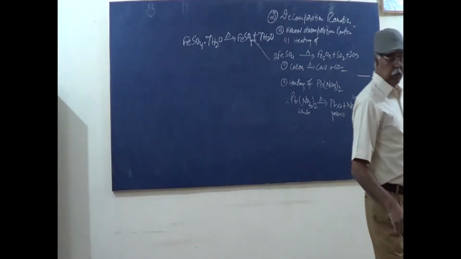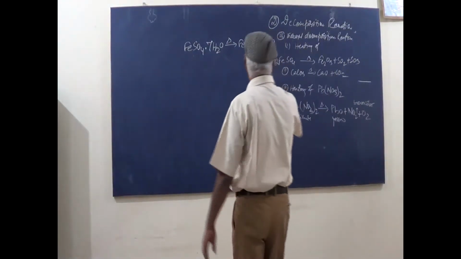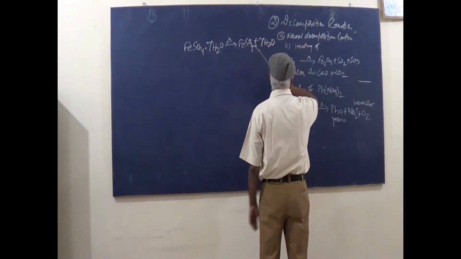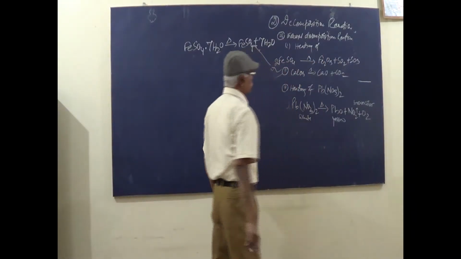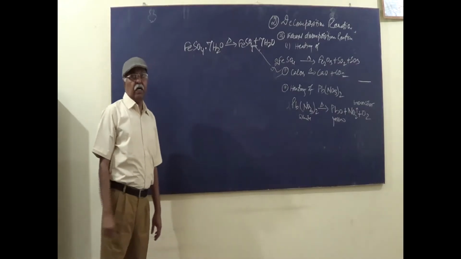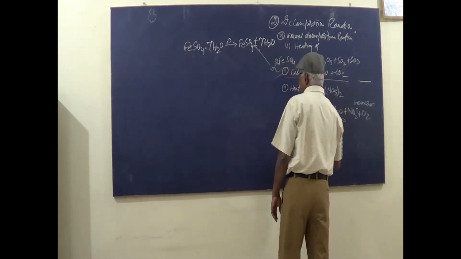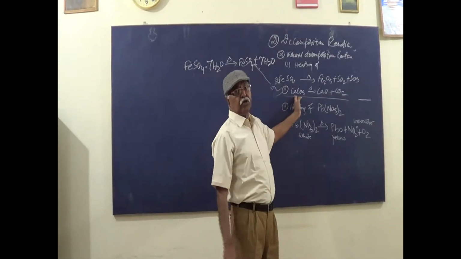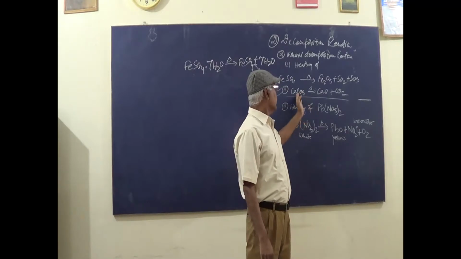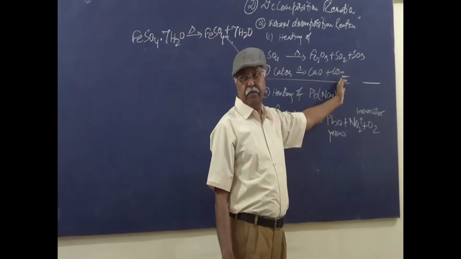So I have explained to you the topic, heating of FeSO4, thermal decomposition. Now I am telling you the second topic, that is, what happens when calcium carbonate is heated. When you heat calcium carbonate, it is also a thermal decomposition reaction in which limestone gets converted to lime and carbon dioxide.